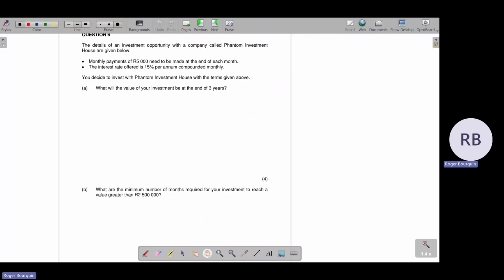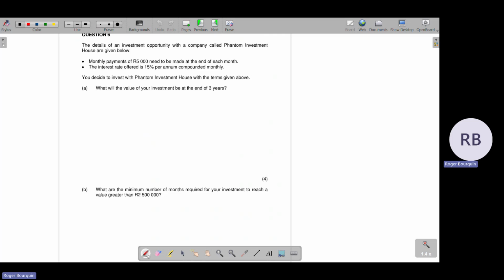Right. So it says here, features, that the details of an investment opportunity with a company called Phantom Investment House are given below. Monthly payments of 5,000 Rand are needed to be paid at the end of each month. The interest rate is 15% per annum compounded monthly. So you're making an investment, right? You decide to invest with the terms given above. What will the value of your investment be at the end of 3 years?